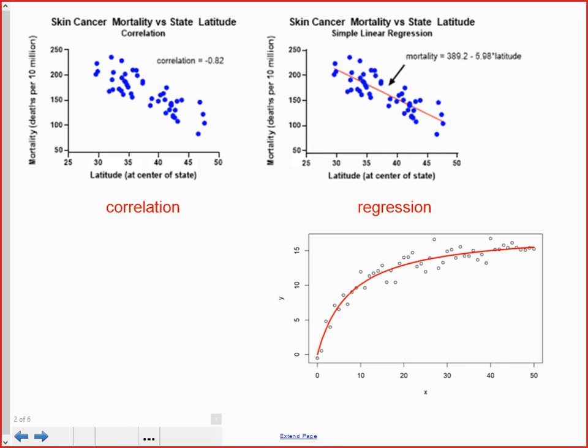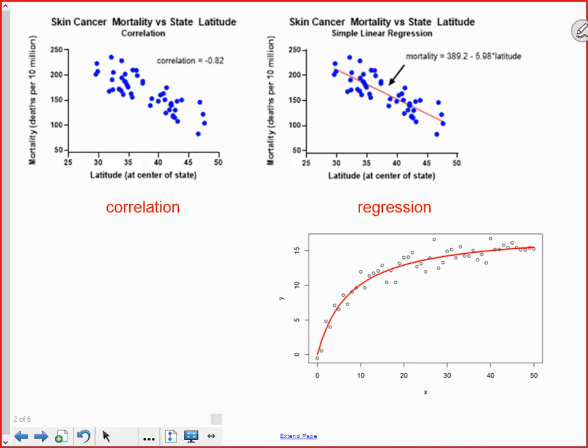So rather than just saying that that mortality data and that latitude data are correlated, those two variables are correlated, what they're saying is that they have a very specific linear relationship, that mortality is 389.2 minus 5.95 times the latitude. And we can do that with a linear relationship, or as you see in the graph down at the bottom here, we could do a nonlinear relationship. Because that data there in that graph at the bottom, that relationship between x and y isn't well fit by a straight line, but it's better fit by a particular curve like that. So we're going to look at how to do both of those kinds of fitting in Excel.